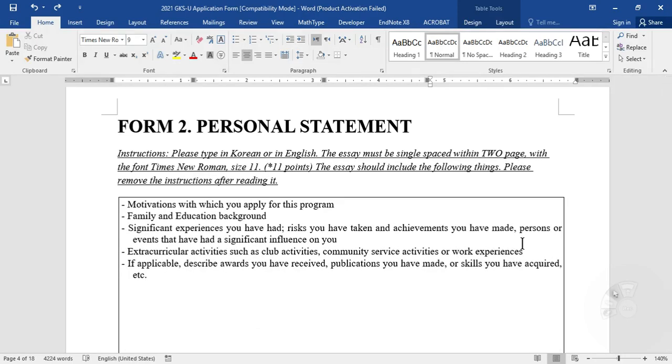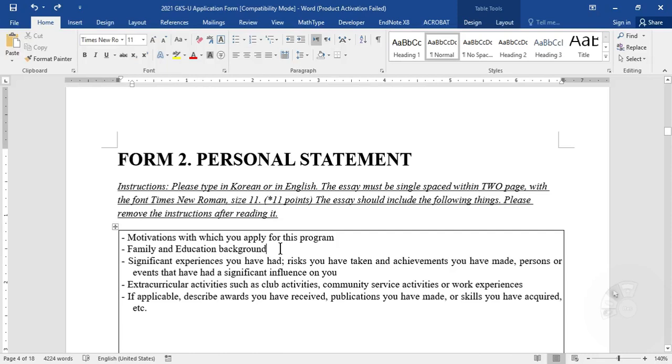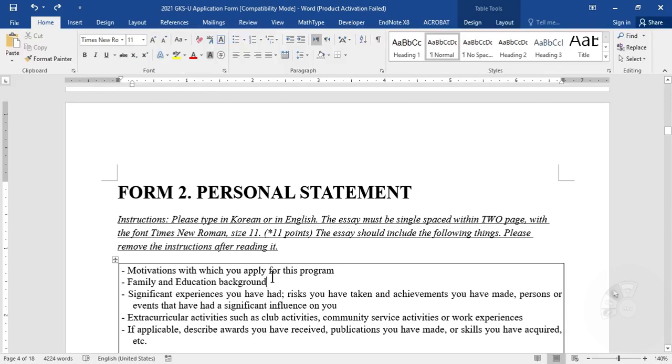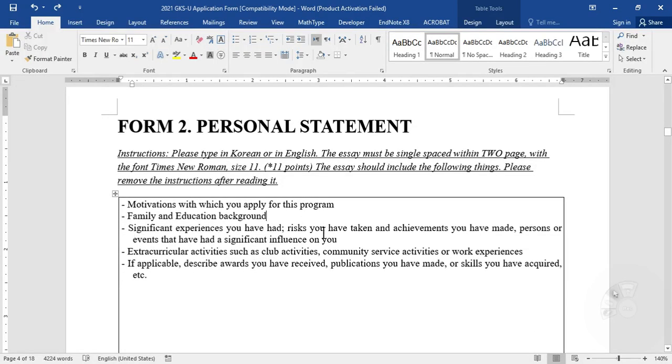In the personal statement, you have to mention the motivation for the program, why you are interested in this program and why they should select you. Then you should give your family background and your educational background, what you got related to your desired field, and what subjects you studied related to your major selected for the BS degree or for the associate degree. And then you should mention significant experiences you had.